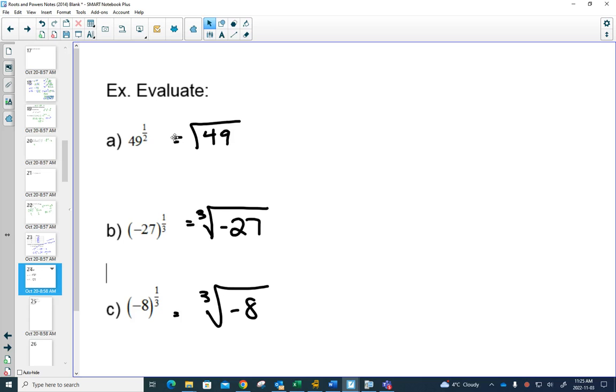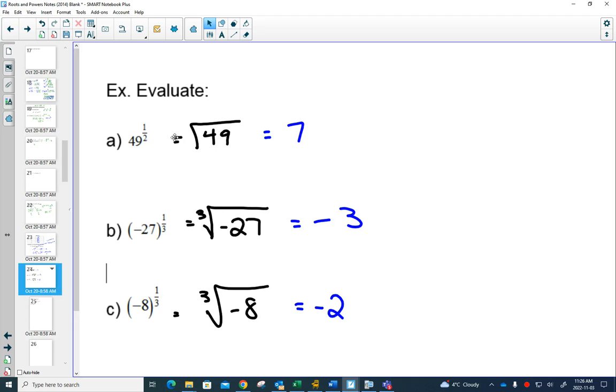What is the square root of 49? 7. Are you allowed to cube root a negative, or is this not possible? You can cube root a negative, because a negative times a negative times a negative is negative. And this will equal negative 3. Same thing here. Negative 2.